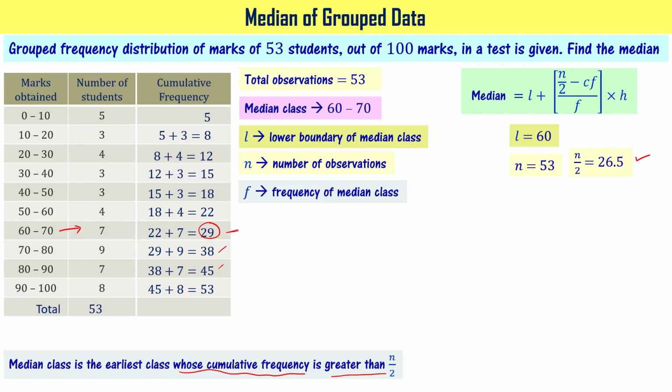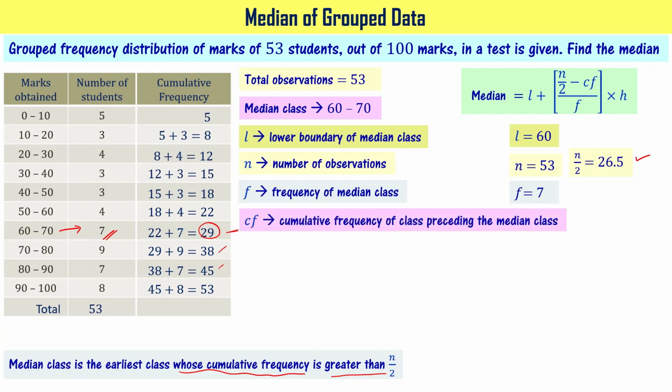Frequency of the median class is what? 7, right? CF is the cumulative frequency of the class preceding the median class. The class preceding the median class is this, right? The 50 to 60 class is the class preceding the median class. Its cumulative frequency is 22. It means CF is 22. And h is the class size or size of the median class, that is 10.